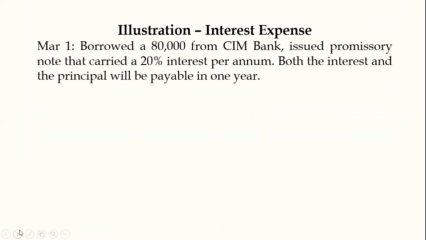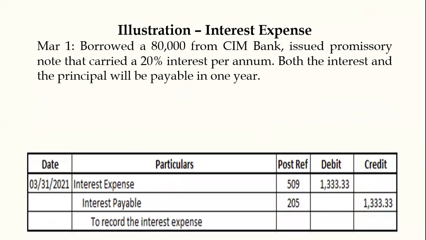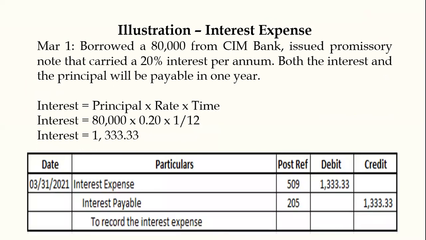Next illustration. Interest expense naman, no? So March 1, borrowed an 80,000 from CIM Bank. Issued a promissory note that carried a 20% interest per annum. Both the interest and the principal will be payable in 1 year. So yan. So ito yung ating gagawing record nung March 31. So bakit tayo magre-recognize ng expense for interest? So paano na compute yan, no?